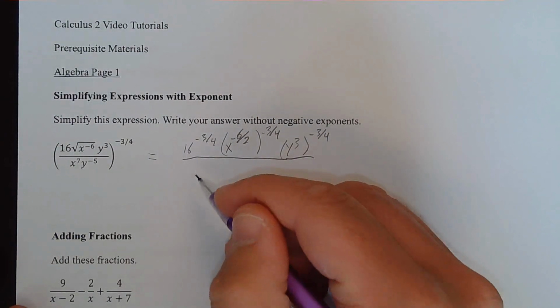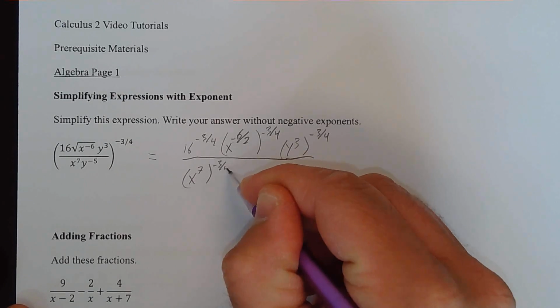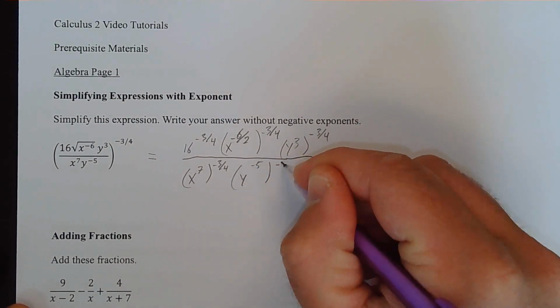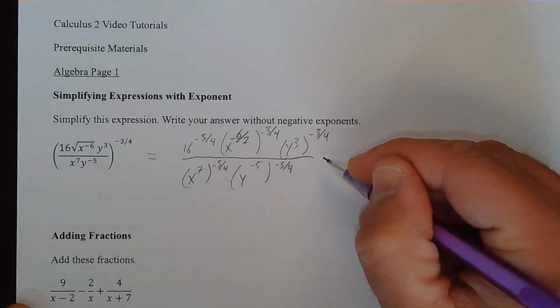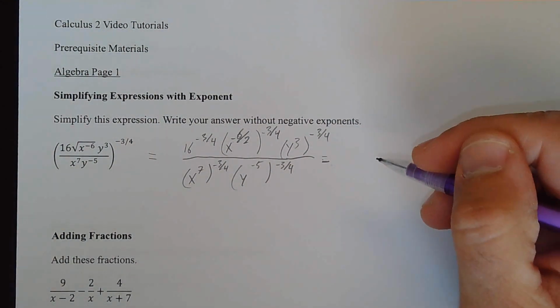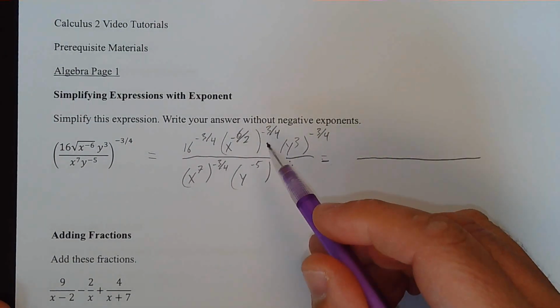I'm going to do the same thing on the bottom. X to the 7th, raised to the negative 3/4. And y to the negative 5th, raised to the negative 3/4. Now, if I raise an exponent to an exponent, that means I multiply those exponents together. I can simplify this one as well.